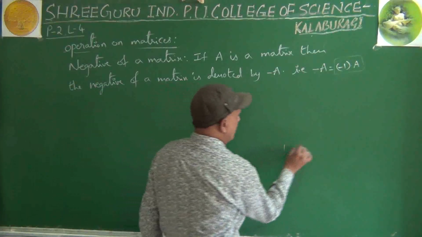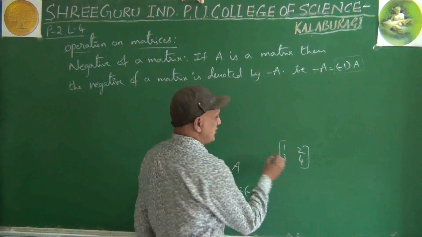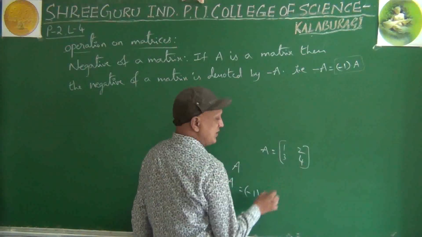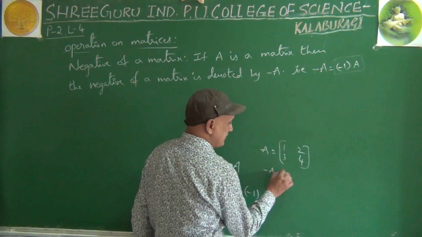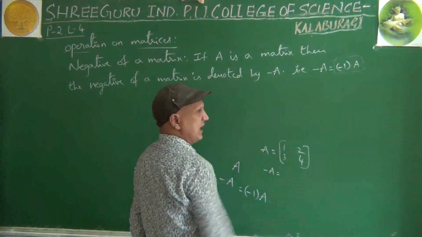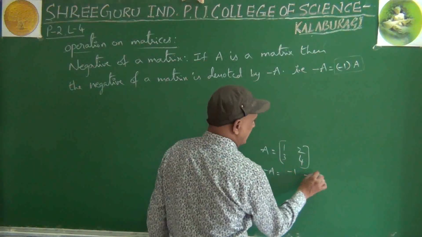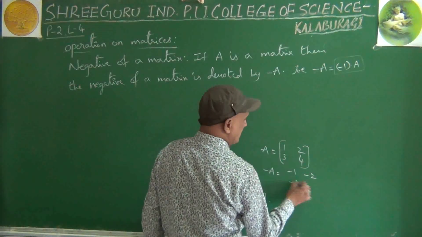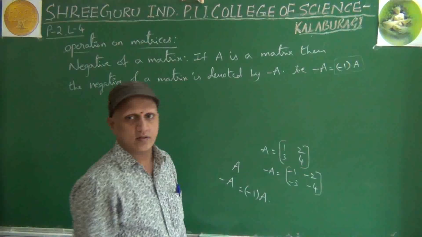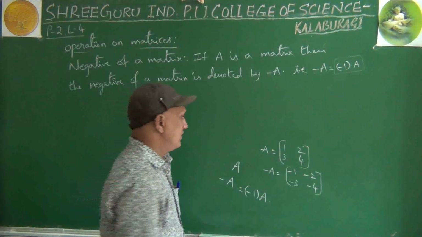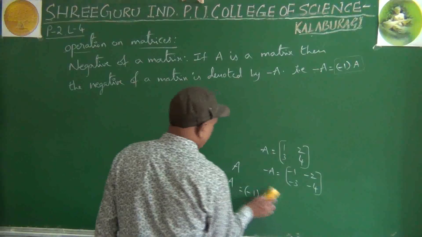Example: if you take 1, 2, 3, 4, this is matrix A. Multiply with minus 1: minus 1 into A is minus A. Negative of this one: if you multiply with minus 1, minus 1 into 1 is minus 1, minus 1 into 2 is minus 2, minus 1 into 3 is minus 3, minus 1 into 4 is minus 4. That's it. Simple, easiest concept. Very easy concepts.